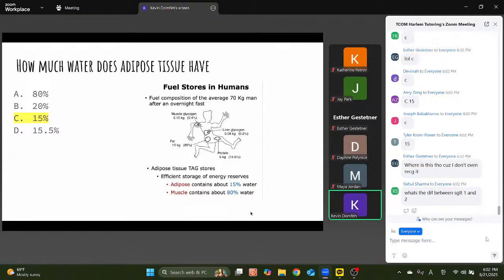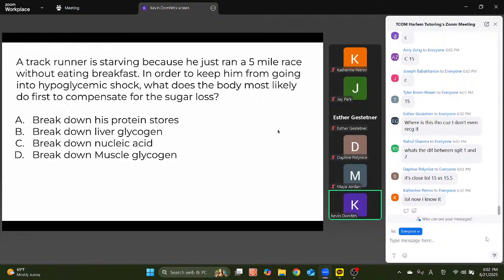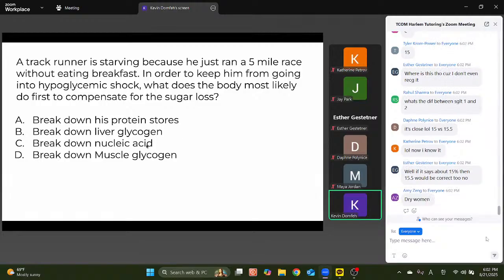The muscle contains about 80% water, right? I just did that to pick at your brains a little bit. It's really nothing. You just need to go according to what the slides are saying. That's basically it.